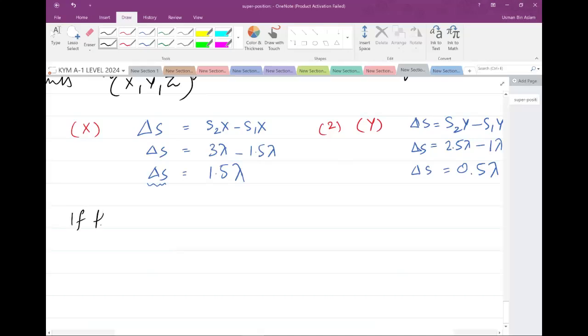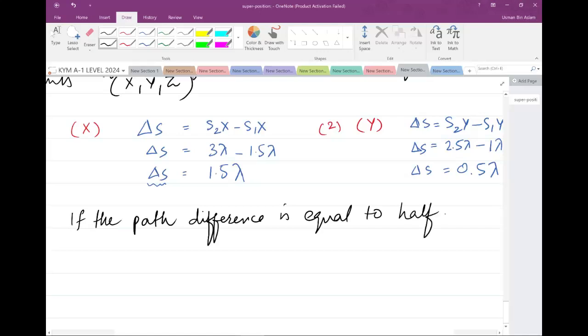If the path difference is equal to a half integer multiple of wavelength, destructive interference takes place.